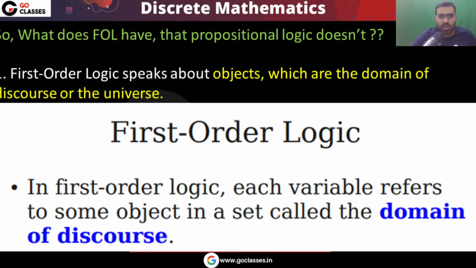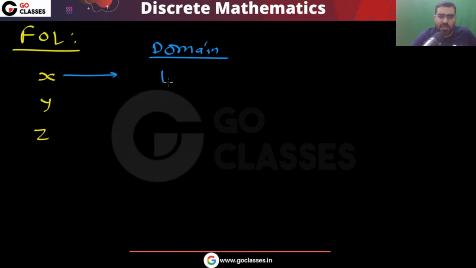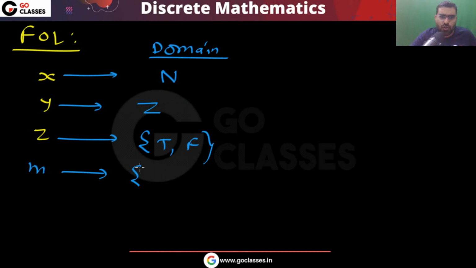Now, in first order logic, what happens? In first order logic, a variable can refer to any domain. Remember, each variable can have its own domain, and that domain can be anything. For example, let's assume in first order logic you can have different variables like x, y, z. Maybe the domain of this variable is the set of natural numbers, the domain of this variable is the set of integers, the domain of this variable is, let's assume, true, false, and the domain of this variable is, for example, 2, minus 3. So in first order logic, every variable can have a domain.